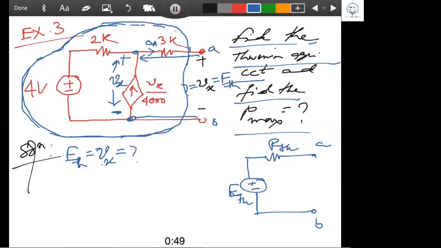But the current source value is Vx by 4000 ampere. Vx by 4000, this one is the current source value. But Vx is the voltage across the current source. These two things are different actually. Vx by 4000 is the current and Vx is the voltage across the current source.